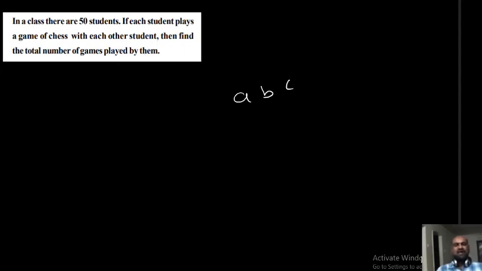A, B, C are 3 persons. They want to play a game with one another. Only 2 persons can play that game. The games are AB, AC, BC. Only 3 games.